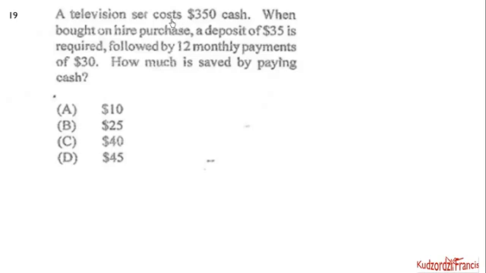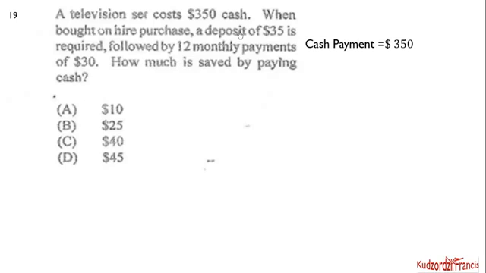A television set cost $350 cash. When bought on hire purchase, a deposit of $35 is required, followed by 12 monthly installment payments of $30. How much is saved by paying cash? So this one too, we are familiar with it.